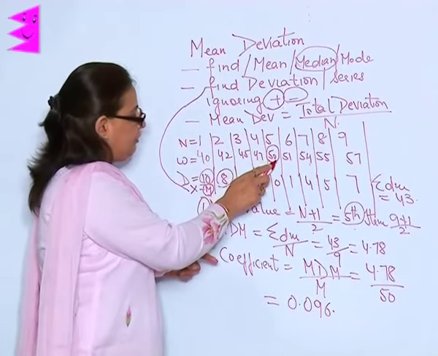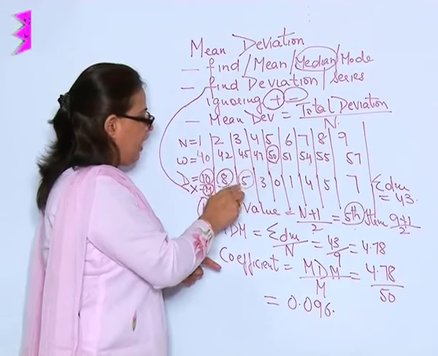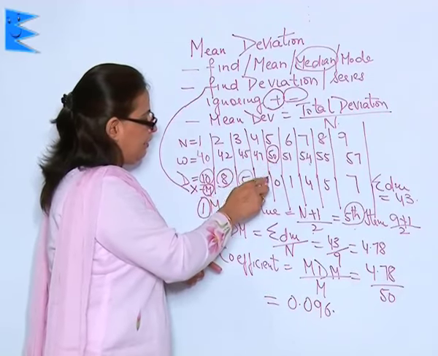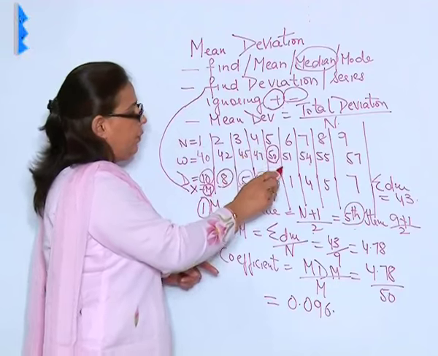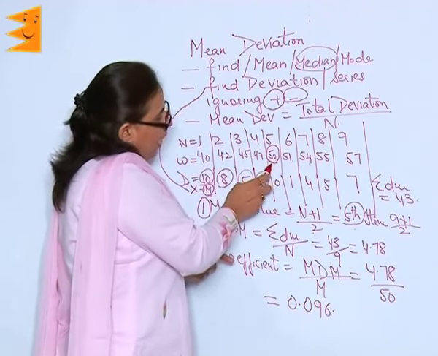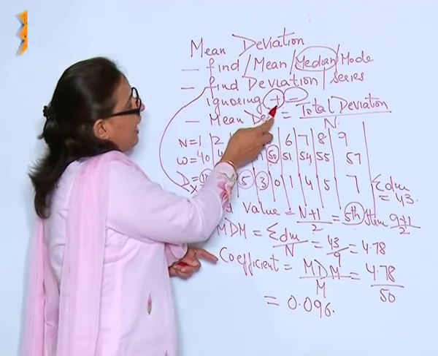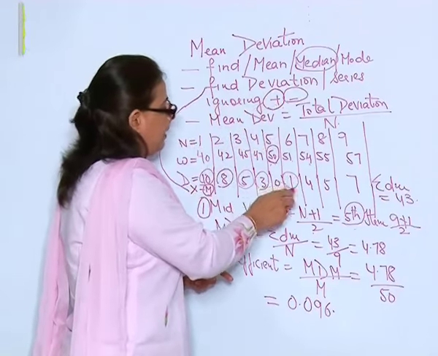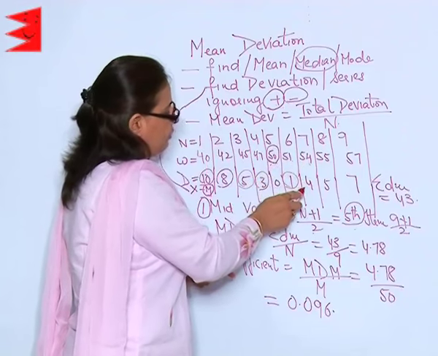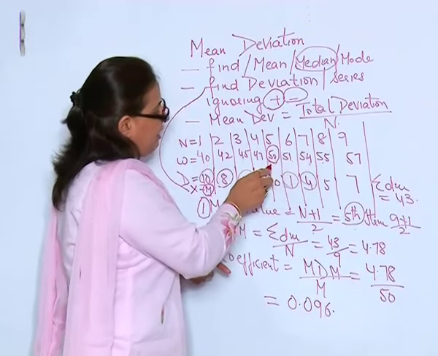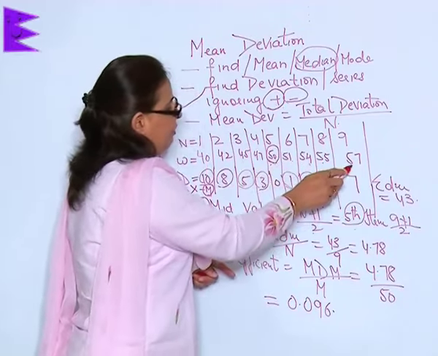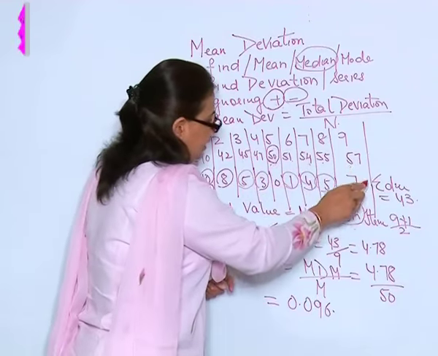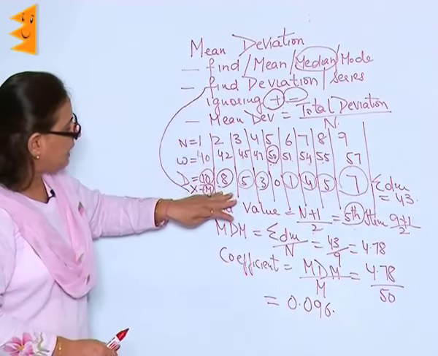Next is 50 minus 45 is 5, 50 minus 47 is 3, 50 minus 50 is 0, 51 minus 50, because we do not have to include the positives and the negatives, so 1, and 54 minus 50 is 4, 55 minus 50 is 5, 57 minus 50 is 7. Now what have I calculated?